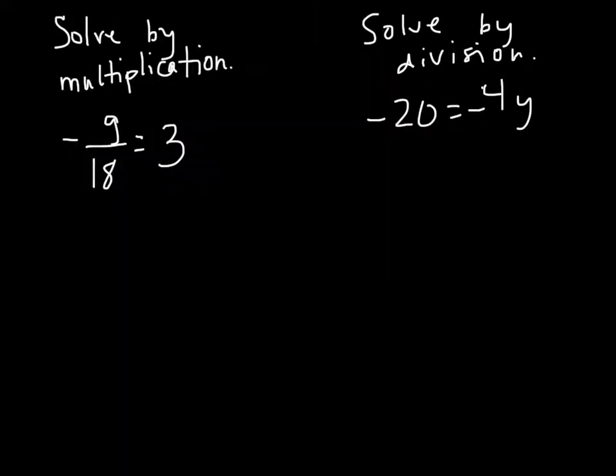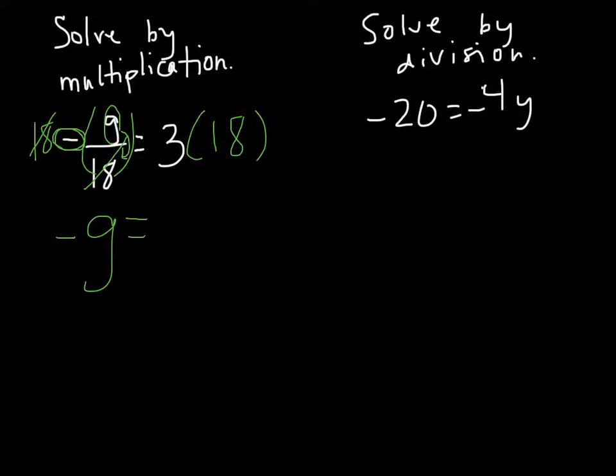Okay, I can also solve by multiplication. So if I have negative g over 18 equals 3, I say, okay, what's my variable? G. What's happening to it? It's being divided by 18. So what's the opposite? Multiply by 18. So take this times 18, take this times 18, and divided by 18 and times 18 cancel. Now be careful. I still have this little negative here, so it has to stay there. Now I have negative g equals 3 times 18, so 54.